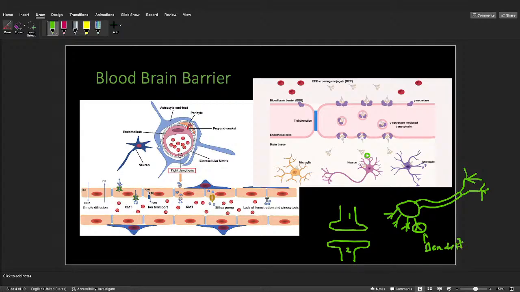Now where's the axon? The axon is this part right here. This is the axon. Okay. All right. And then this part right here, this is the axon terminal, or part of the axon terminal here.